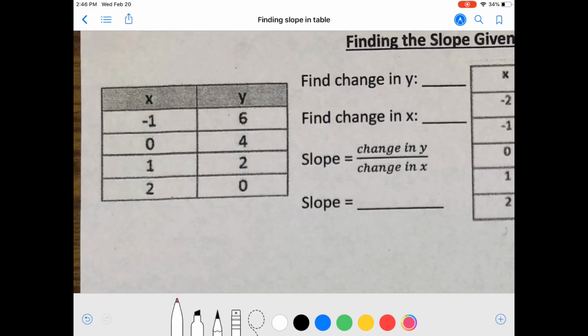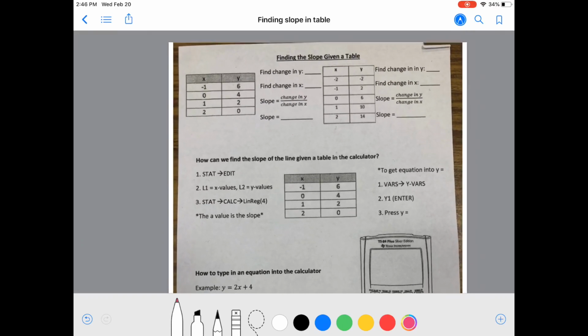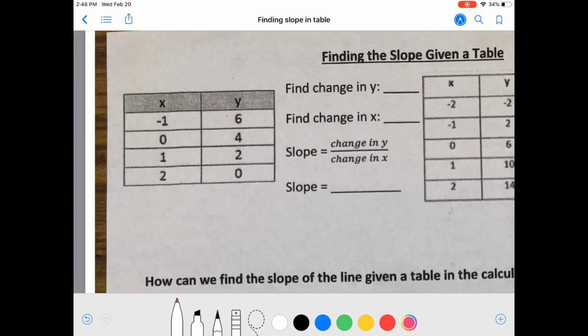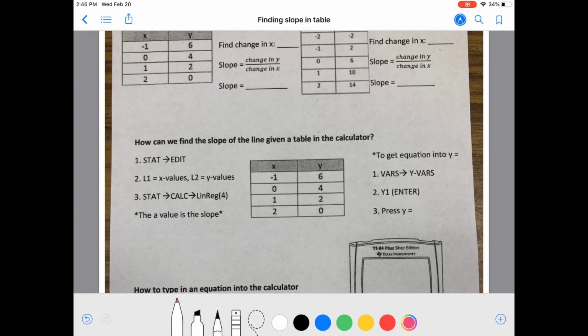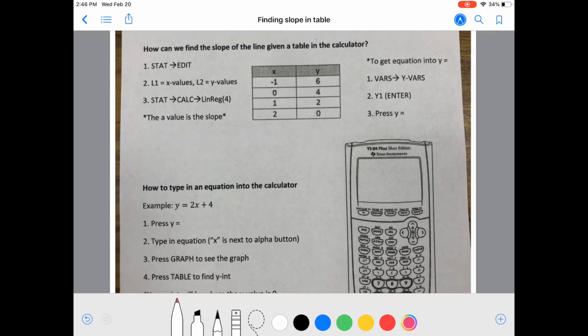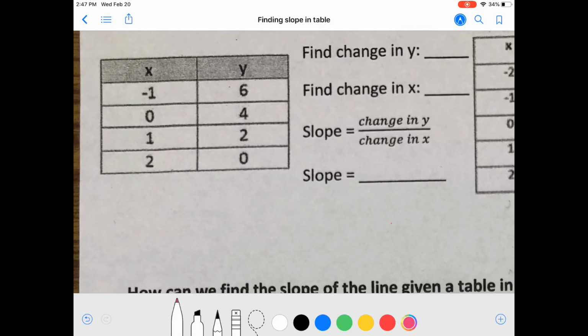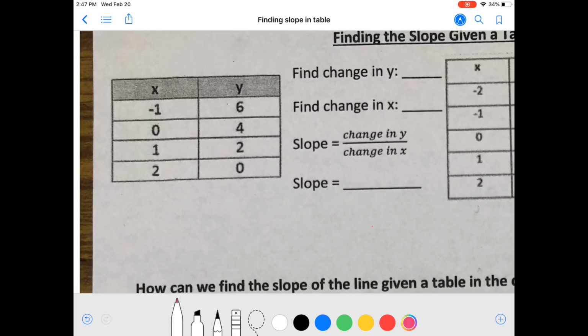Hey guys, so in this video I wanted to go over our finding the slope given a table sheet. So we already went through all of the steps for using the calculator, and it's already spelled out for you. So I wanted to go over truly how to do it by hand, or the long way. So a reminder, our slope-intercept form, or our formula, is y equals mx plus b.